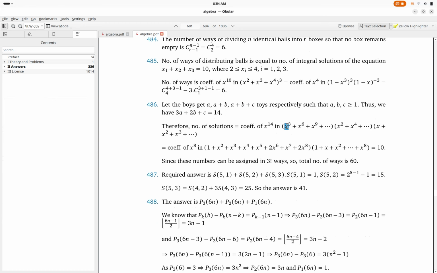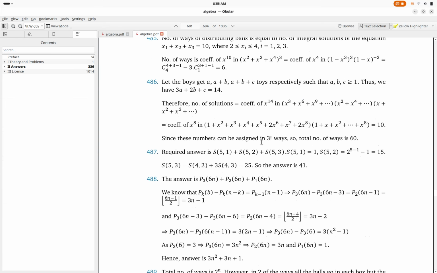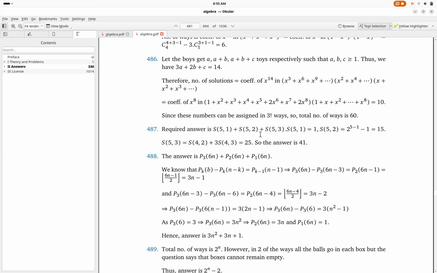So we take x^3 from here, x^2 from here, and x from here. So we get x^6. If we subtract, we get x to the power 8, then 1 plus x squared plus x cubed, 2x to the power 8, multiplied by 1 plus x squared up to x to the power 8. So the quotient is 10. Since those numbers can be assigned in 3 factorial ways, the total number of ways is 60.